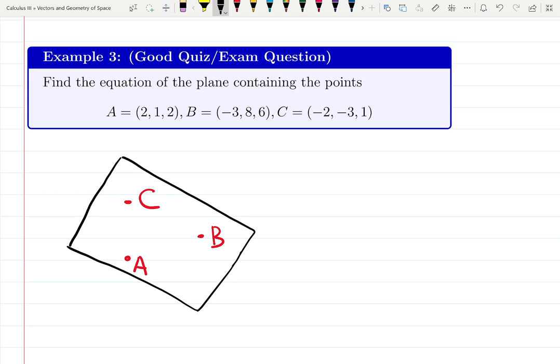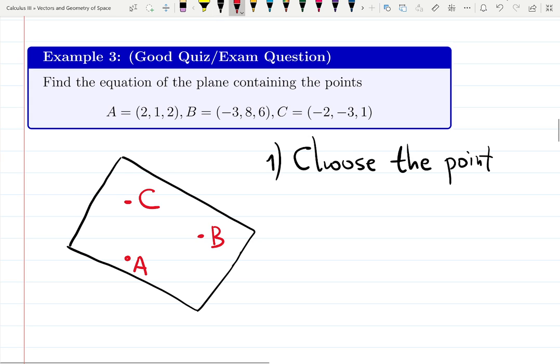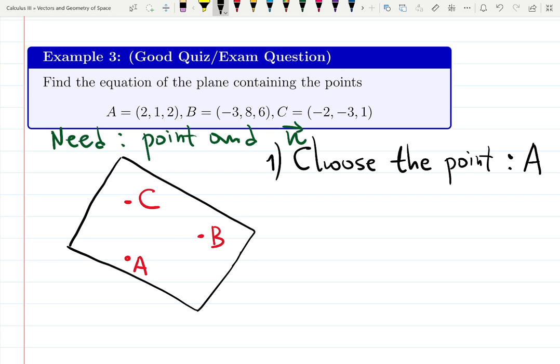So, step 1, choose the point. Because we need a point and a normal vector, right? Let me write this down for you. We need a point and a normal vector. So let's choose the point. Doesn't matter, any will work. Just fix the point. For example, A. Why not? So A is (0, 2, 1, 2). That's where creativeness also comes from. We just need to fix some point and we're fine with that.